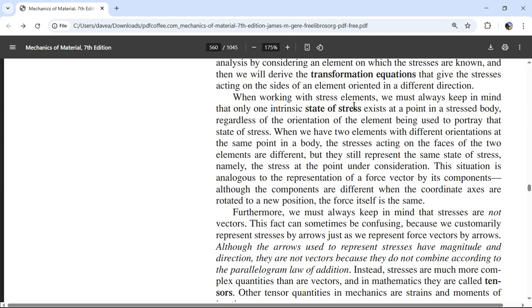What does this say? When working with stress elements, we must always keep in mind that only one intrinsic state of stress exists at a point in a stressed body, regardless of the orientation of the element being used to portray that state of stress. When we have two elements with different orientations at the same point in a body, the stresses acting on the faces of the two elements are different, but they still represent the same state of stress, namely the stress at the point under consideration. Okay, so that's kind of a tautology.